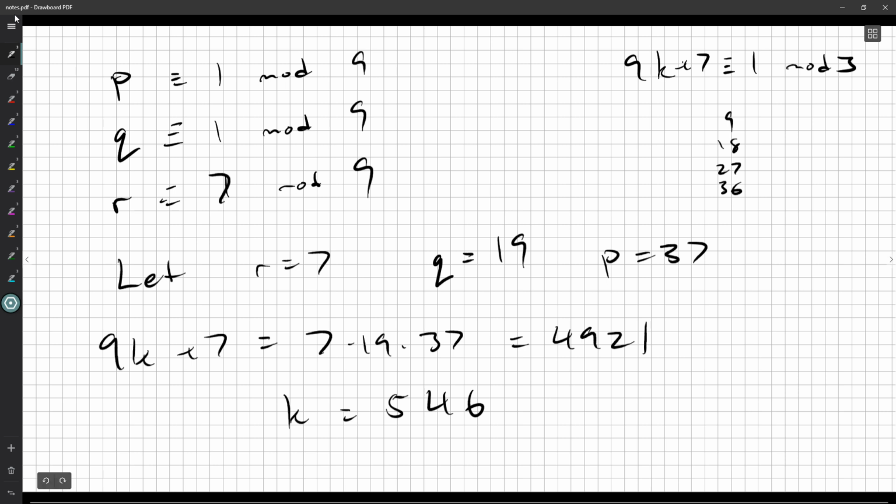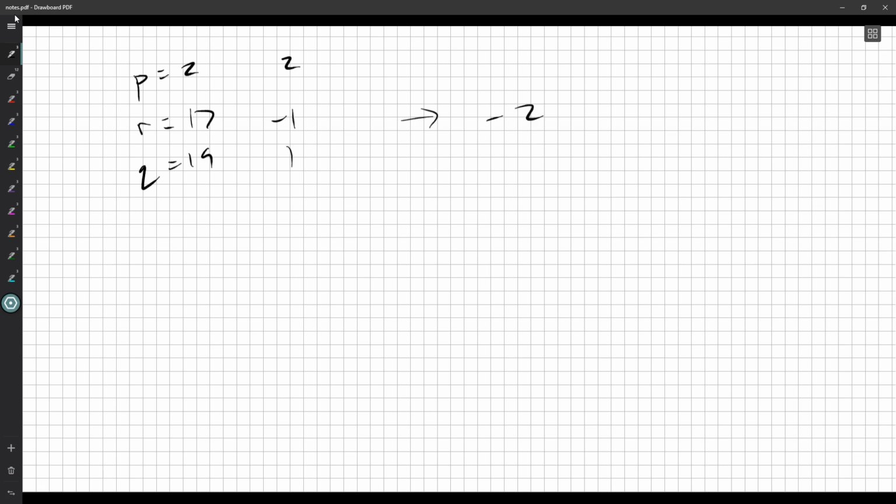I suppose 7 is congruent to minus 2, so could we try something like P is 2, R is 17, Q is 19, because then that's 1 times minus 1 times 2, and that should be giving me minus 2. That wouldn't necessarily be bad. And that's a K of 71. So there's lots of different values that work.